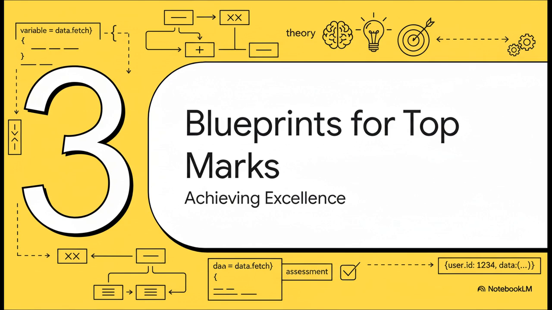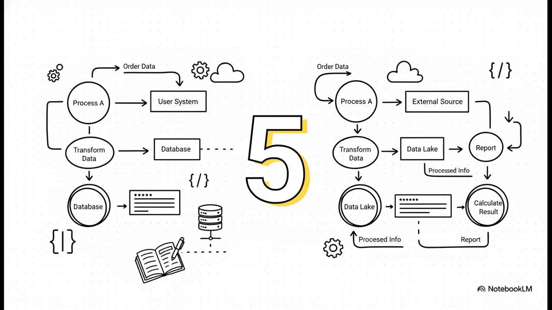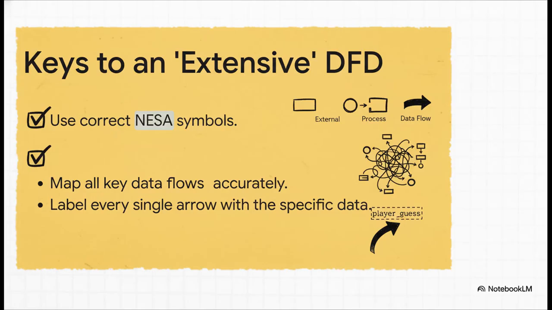This isn't just busy work. This whole planning stage is directly tied to getting top marks in your assessment. Let's start with the DFD, a clear, accurate, and what they call extensive diagram that's worth a full 5 marks in your assessment. That is a huge chunk of your grade for this section, and it's completely achievable if you just follow the steps. So, how do you get those 5 marks?